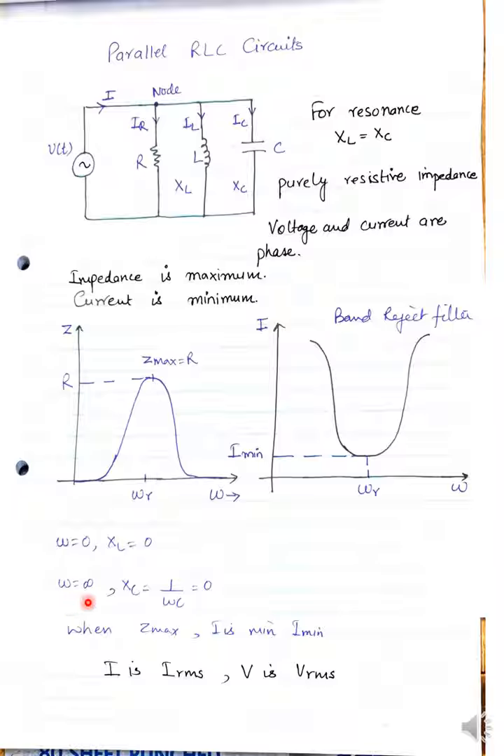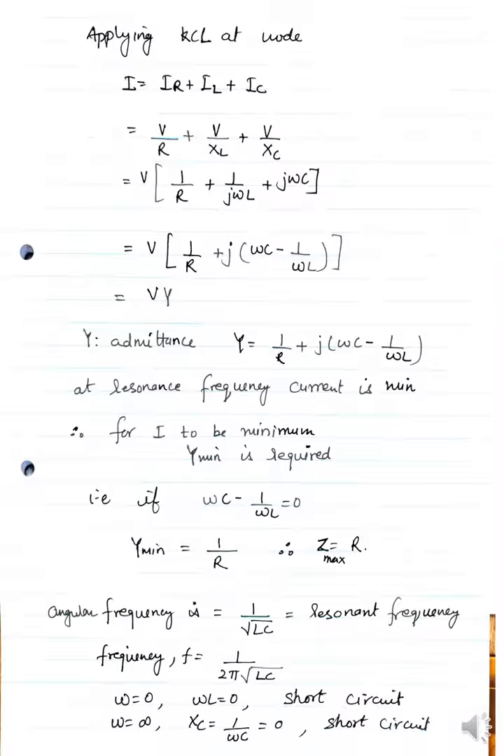So at omega equals to 0, we know that XL will be equals to 0, omega equals to infinite, XC will be equals to 1 upon omega C will be equals to 0. So when Z maximum, I is minimum, as I told you earlier. So I minimum we are using is IRMS, root mean square value, and we are using VRMS value, root mean square value. The values which you must know from the electrical circuits, that why we use the root mean square values. If you don't know, then you can put in the comments and I explain in one lecture.